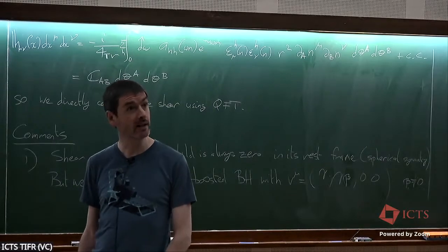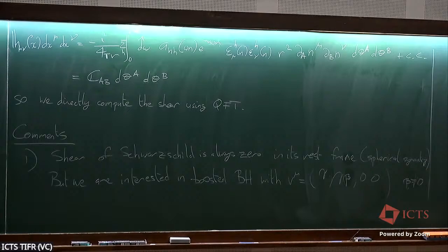You can go ahead and compute, I didn't ask you to do this in the problem set, but you can compute the shear of the de Donder gauge perturbation with velocity v, and you'll find it's not 0. There's a little bit of work to put it into Bondi form.